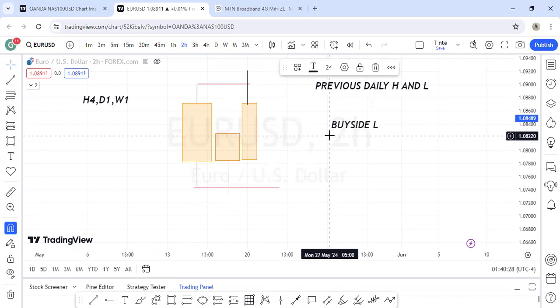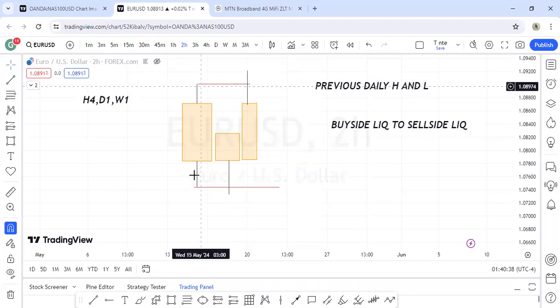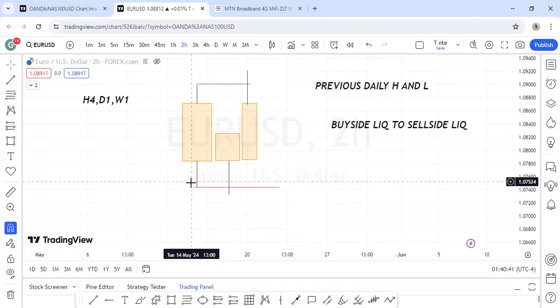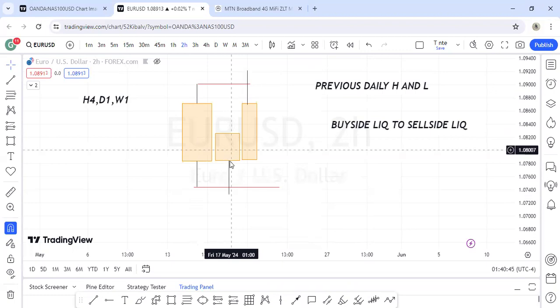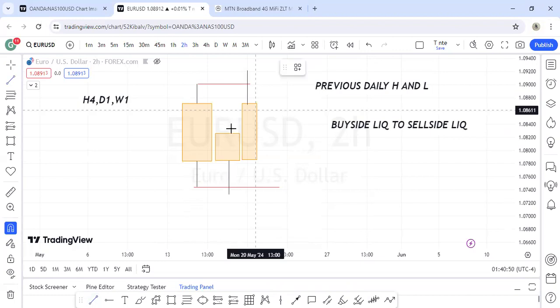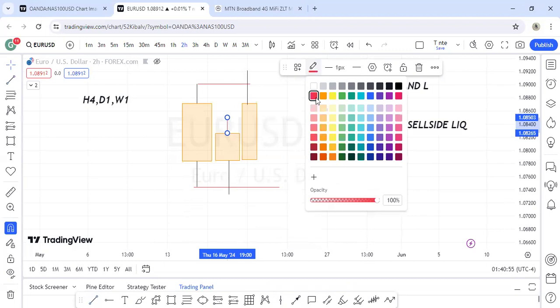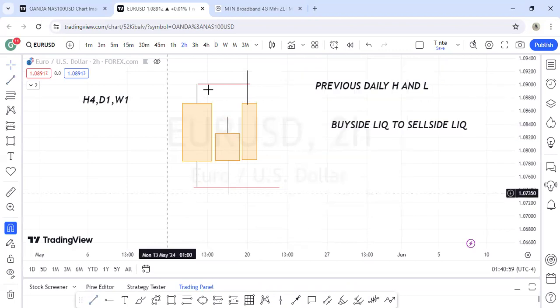The market travels from buy-side liquidity to sell-side liquidity, down to buy-side liquidity, and then to sell-side liquidity. So the market bounces from one area of liquidity to the next. Now this market has fulfilled its objective by taking out this previous daily low. So the market will now gravitate towards the previous daily high. First of all, it will obviously target the high of this candle first, before going for the next one.